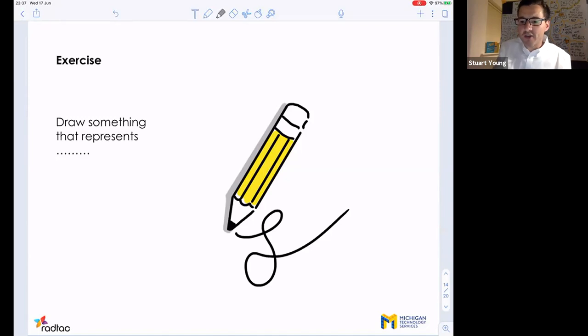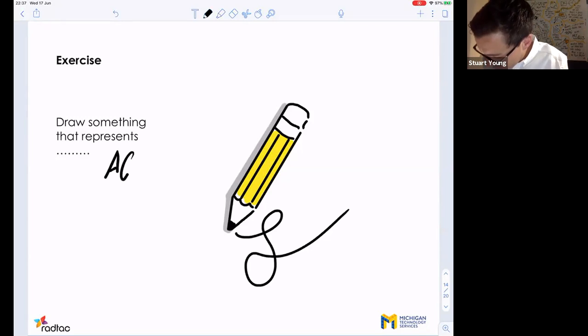I would like you guys now to draw something that represents the word. Oh, bear with me, I'll give you a pen that's a bit thicker. The word Agile. Draw a picture that best describes the word Agile. And I will give you about the same amount of time as I gave you for drawing a car.